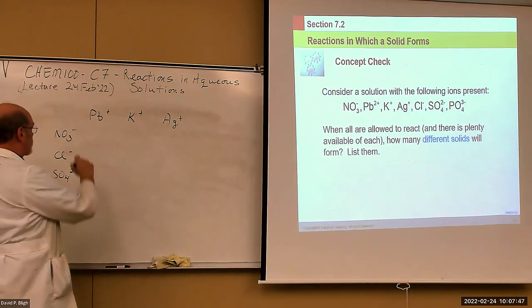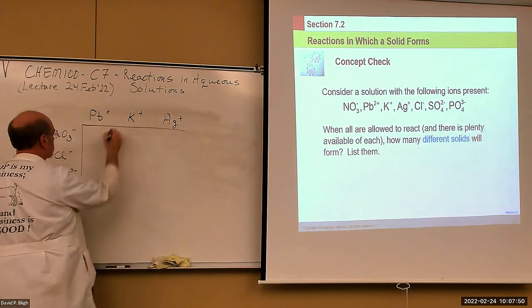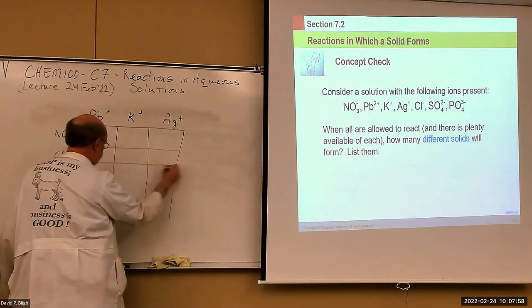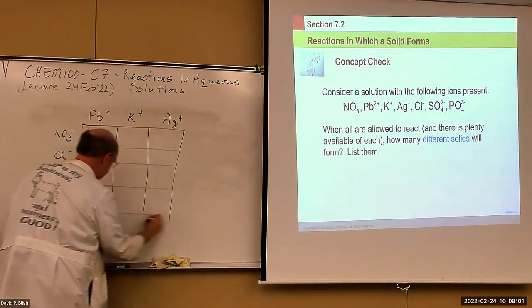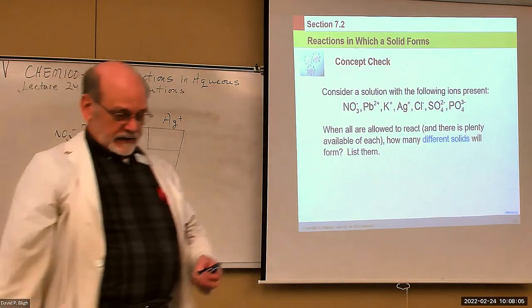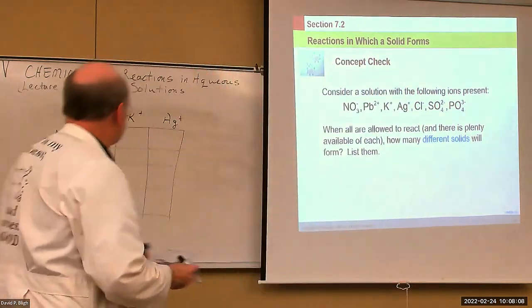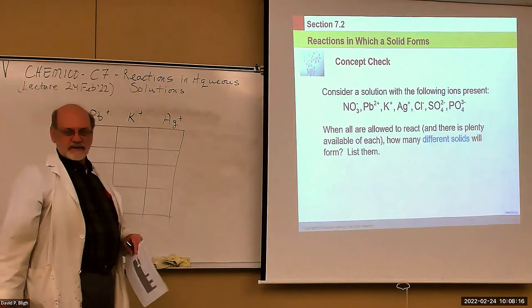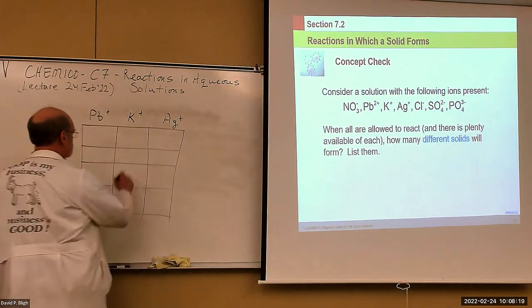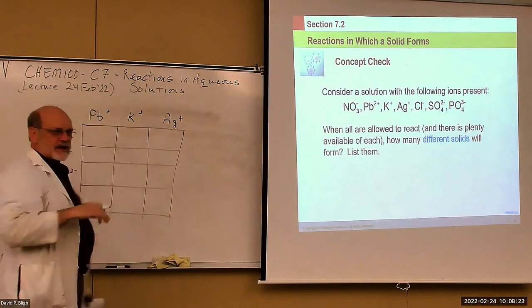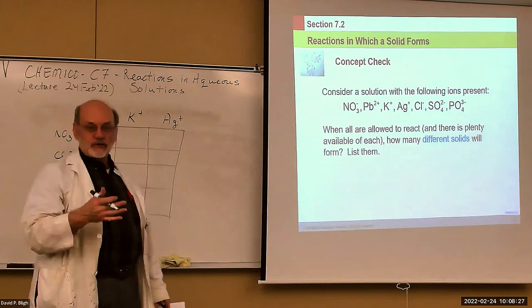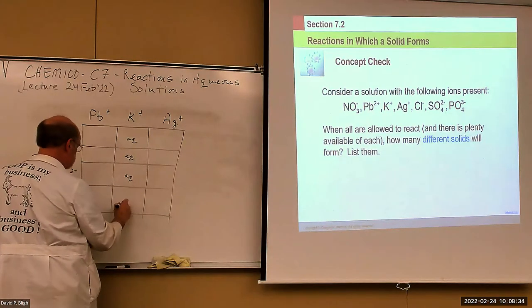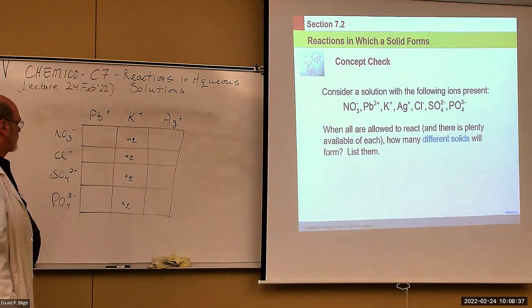There we go. So now we can form a grid, and decide whether they're soluble or insoluble. Then you can go back to your chart and say, all right, let's eliminate the easy ones. All the potassium salts are soluble. So this one would be AQ, still in solution. This one would be AQ, AQ, and AQ. All potassium salts are soluble. Nitrates are soluble.